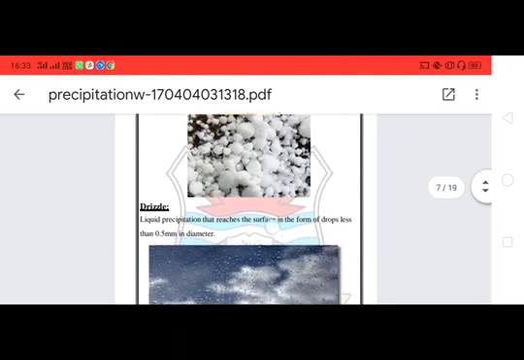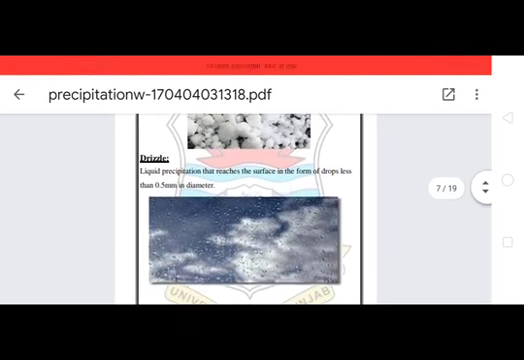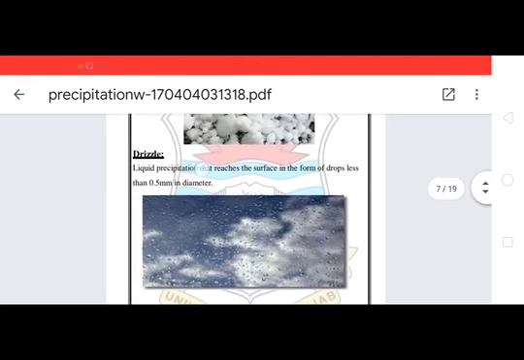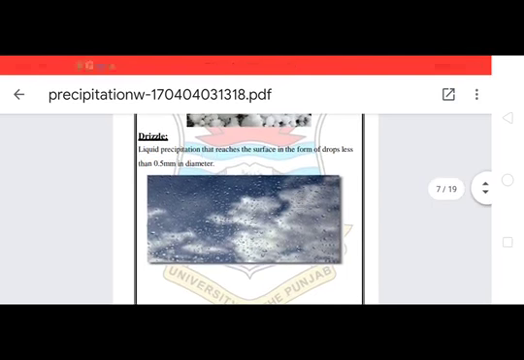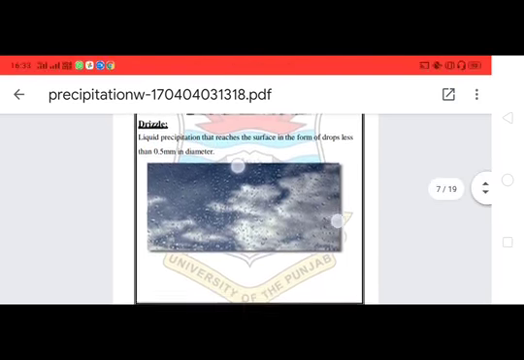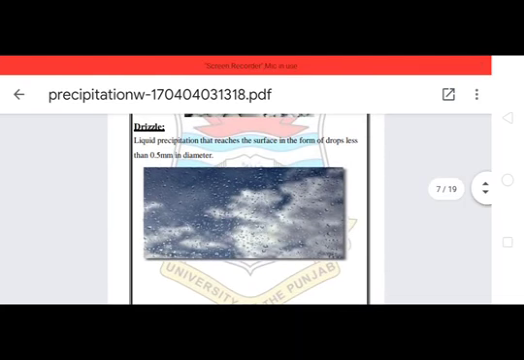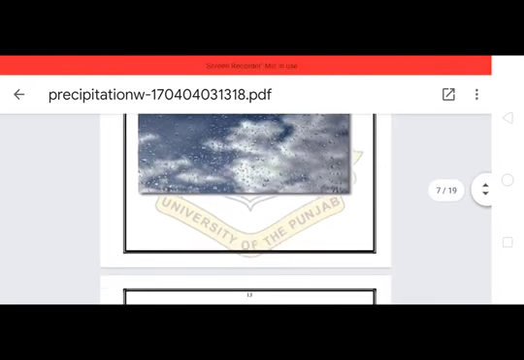Then come to the next point, that is drizzle. So what is drizzle? Liquid precipitation that reaches the surface in the form of drops less than 0.5 mm in diameter is called drizzle. As you can see, it is a picture of a car windshield, and the drizzle water droplets are shown clearly here.